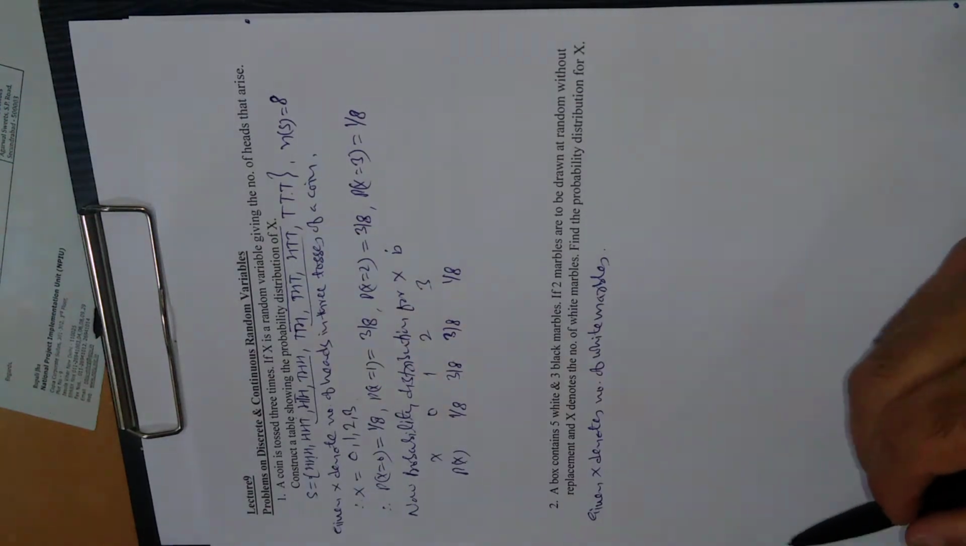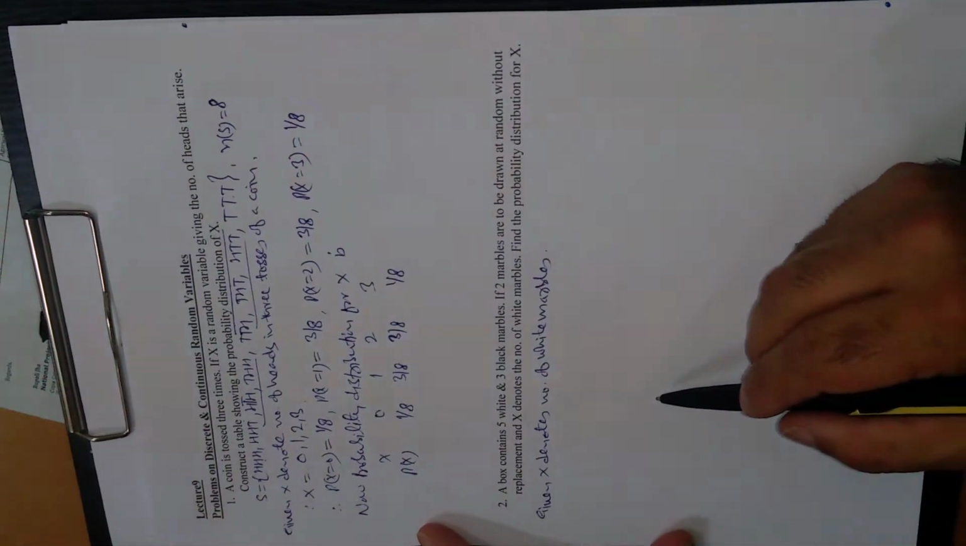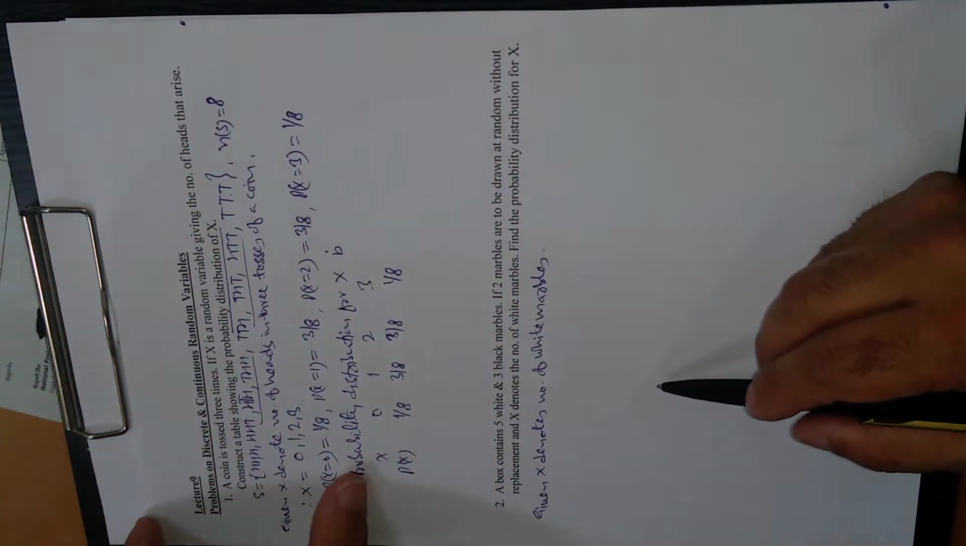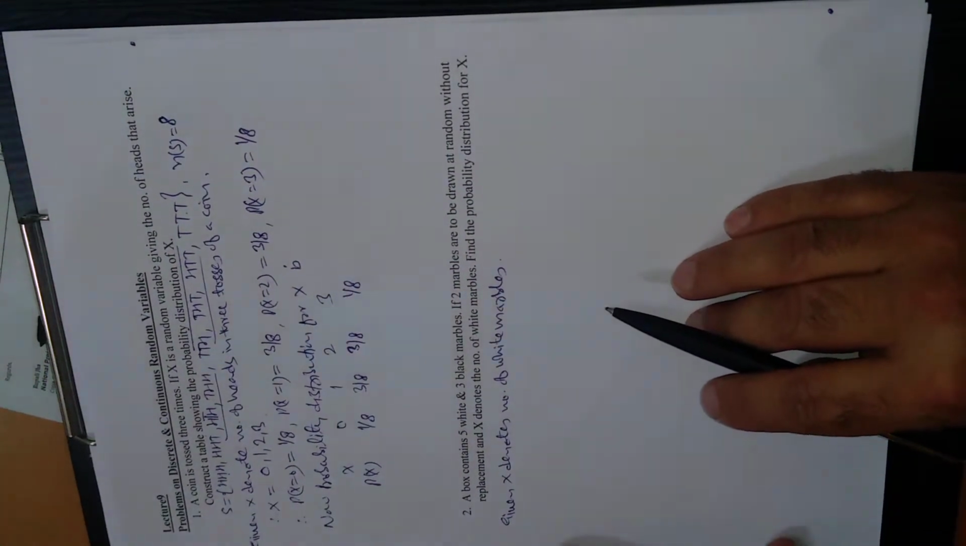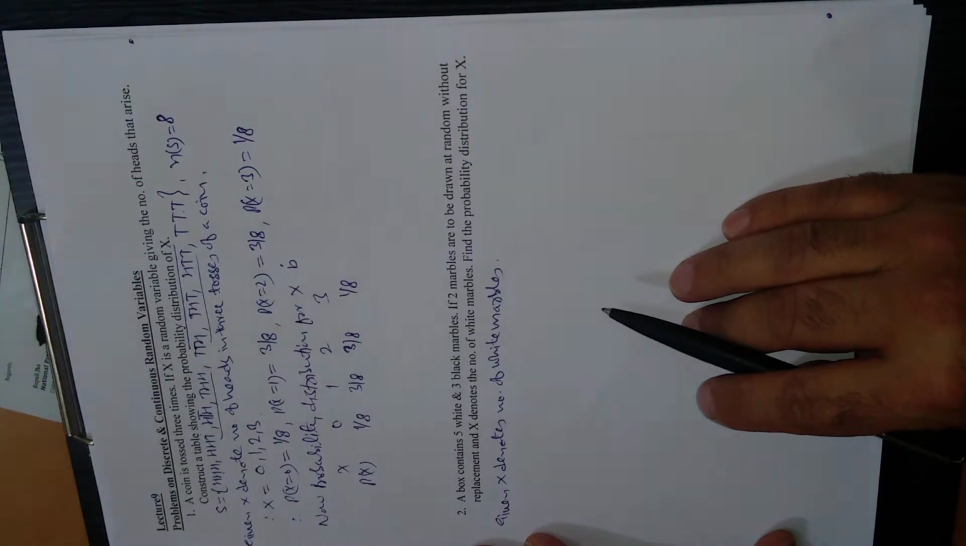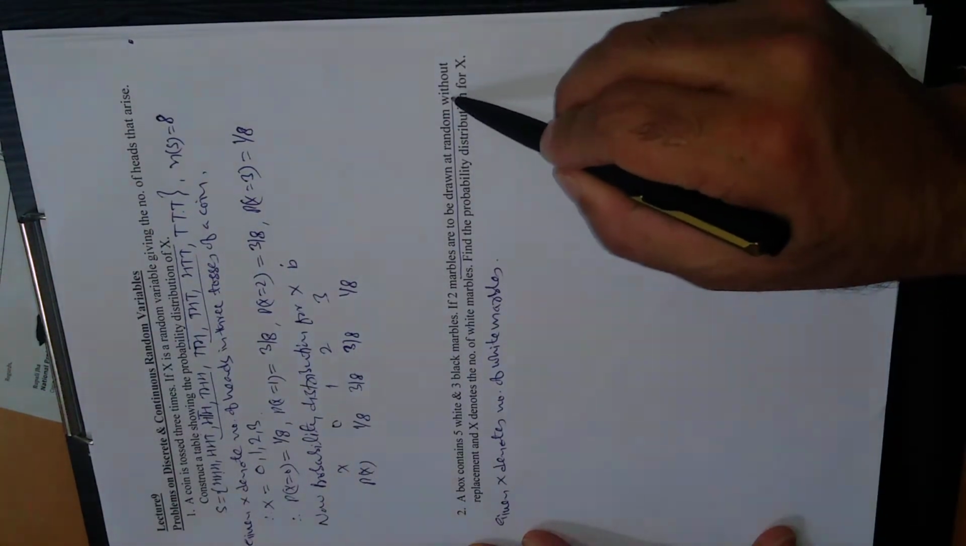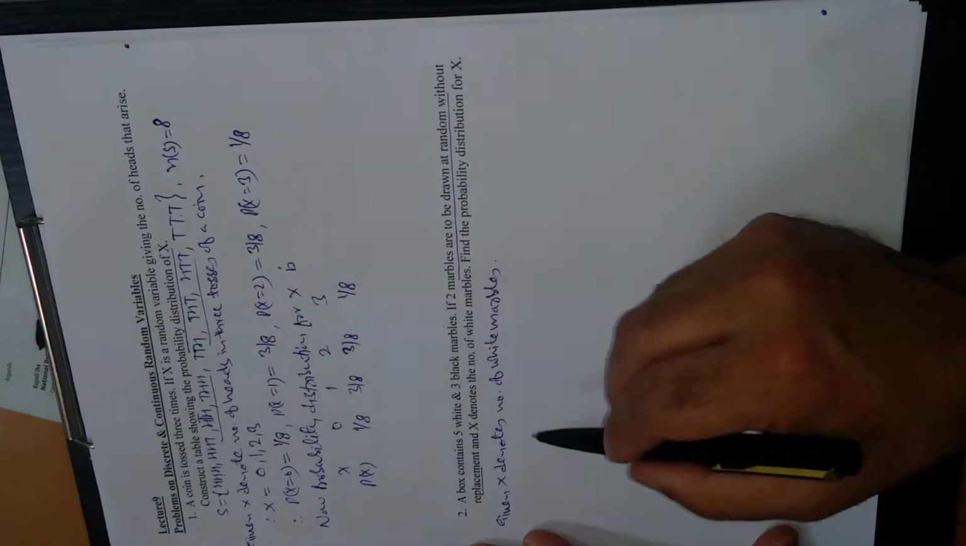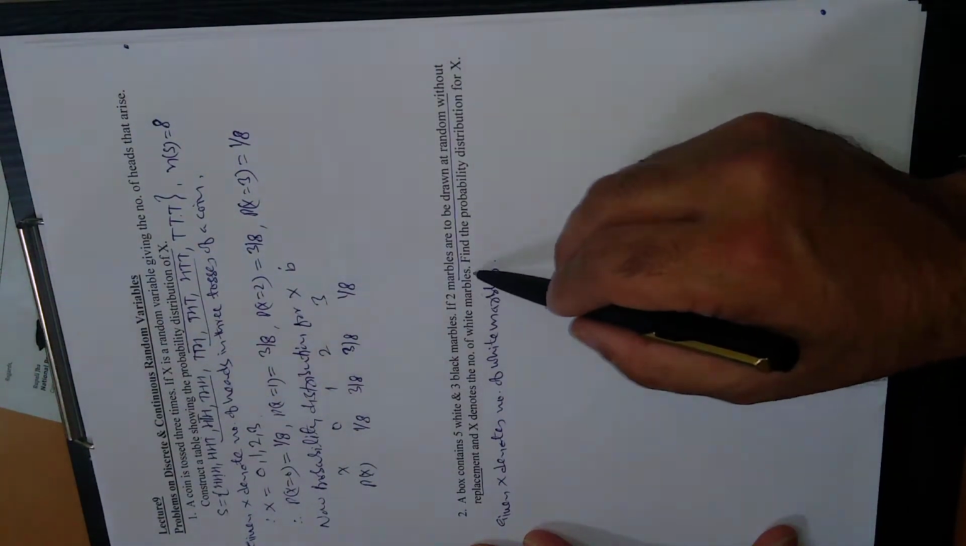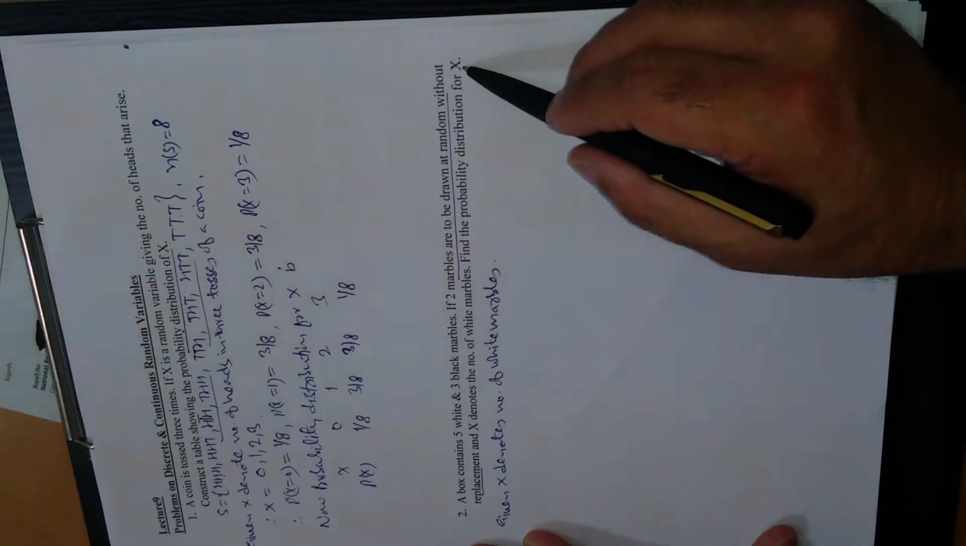All right, now second question. A box contains 5 white and 3 black marbles. If 2 marbles are to be drawn at random without replacement, and x denotes the number of white marbles, find the probability distribution for x. Again we have to construct a table like this.